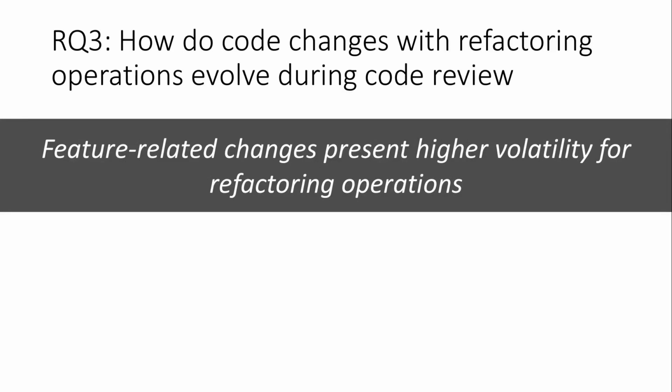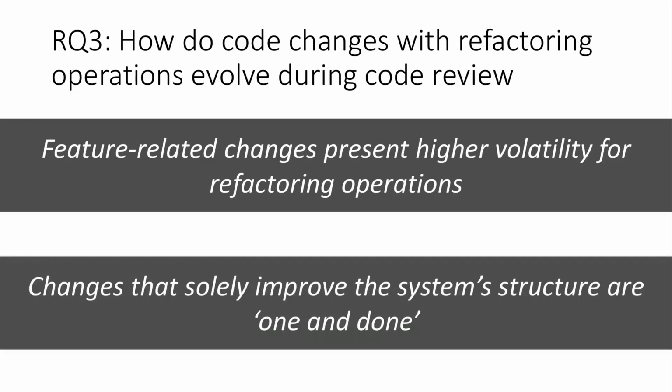As a result, we found out that feature-related changes present higher volatility for refactoring operations. We noticed that in changes in which developers tried to implement new features or enhance existing features, there was a bigger presence of refactorings being added, removed and undone during the evolution of that change in code review. We also noticed that changes that only improve the system structure follow a one-and-done pattern, where these changes commonly involve only a single revision or very few revisions, where the developer proposes a set of refactorings and they are accepted mostly as they are. There's not much discussion and there's not much volatility in this case.